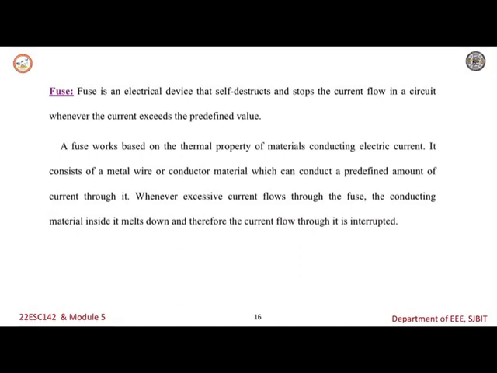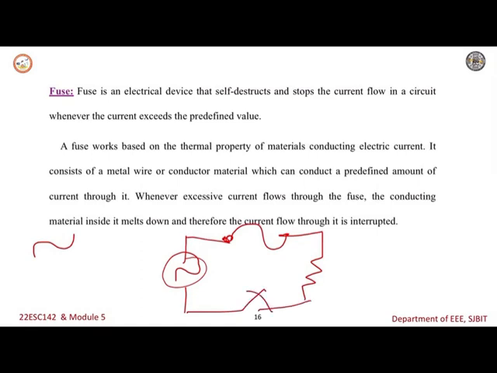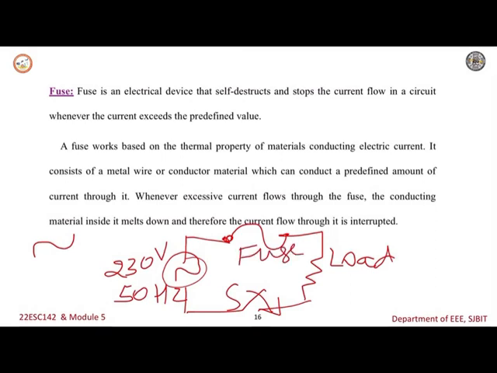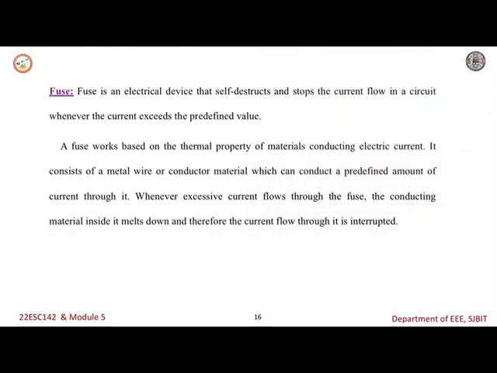So this is how the fuse symbol looks. If you consider a circuit, this is the circuit, this is the switch, and this is the supply voltage, single phase supply 230 volt 50 hertz, and this is the load, and this represents the fuse. Whenever a high amount of current flows through it, the fuse will be melted and it gets open like this.